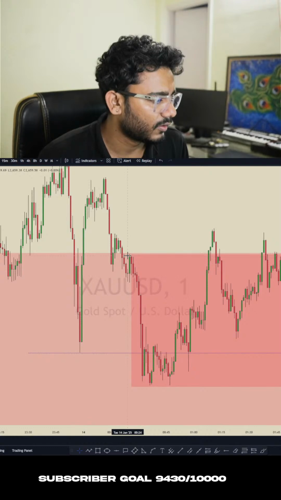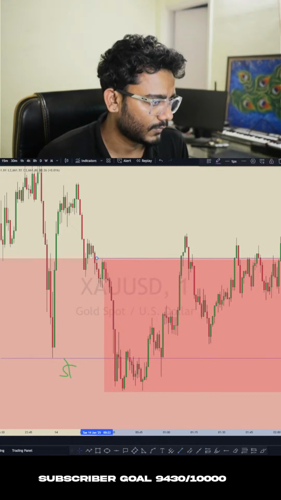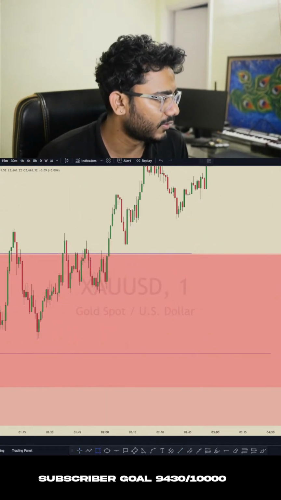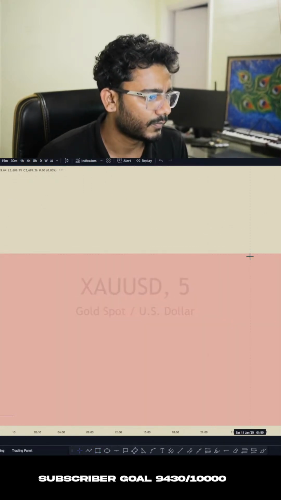So this move swept the liquidity from the downside. If we draw a line from here, we can see there is actually an unbreakable order block on 1 minute where we want to look for a buy side entry.